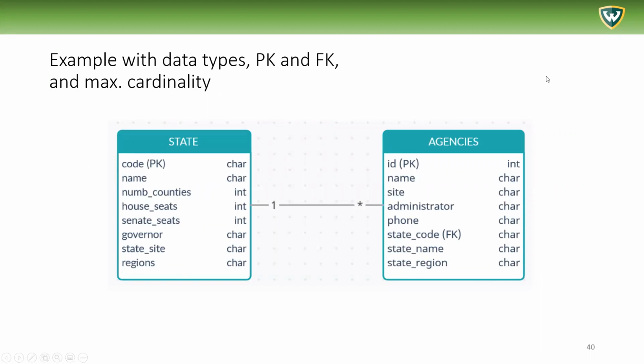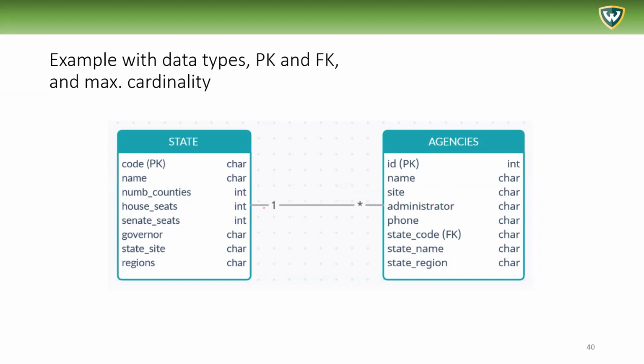So we have the example here again of the state's data and the agency's data we're keeping. And notice that we drew the line here. We identified that this is a one-to-many, that is, agencies have at most one. We're only using maximum here. If we had more information, we would have the minimum, but let's just focus on the maximum. Agencies can have at the most one state, and a state can have at the most many agencies. So it's not restricted to just one.